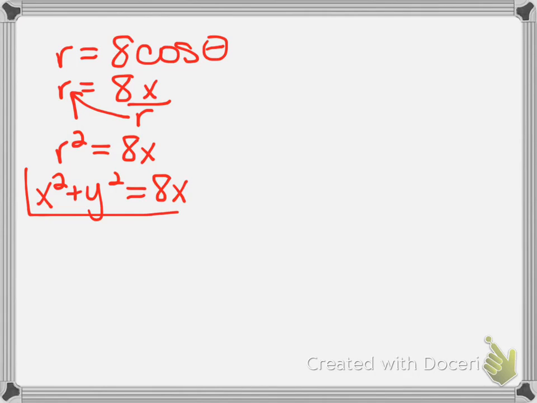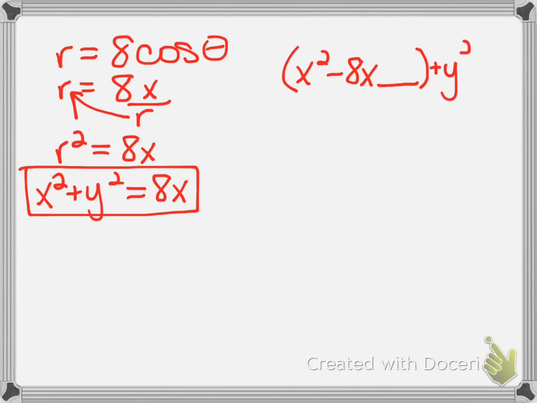Okay, so here's an acceptable version of the answer. That's Cartesian form. To put it in its graphing form, I would subtract the 8x to move it over here with the x's and leave a blank to complete the square. The y squared is by itself. Right now the equation's equal to 0, but I need to leave a blank to balance my equation.